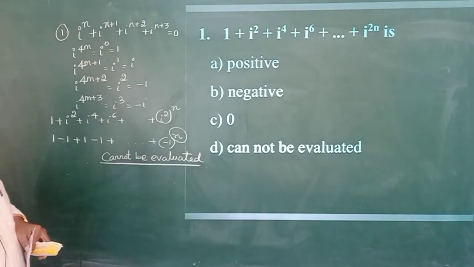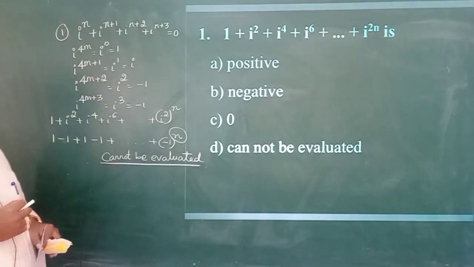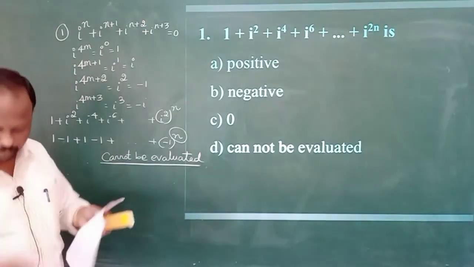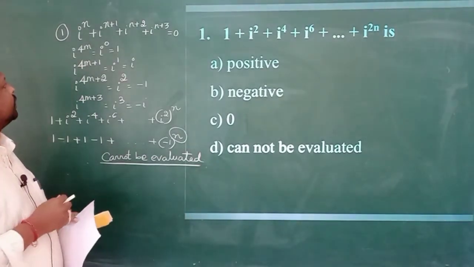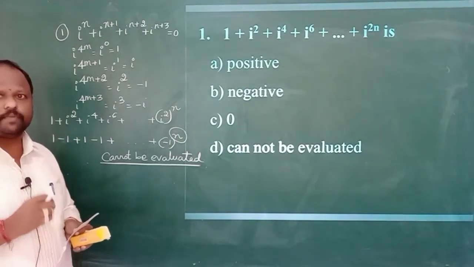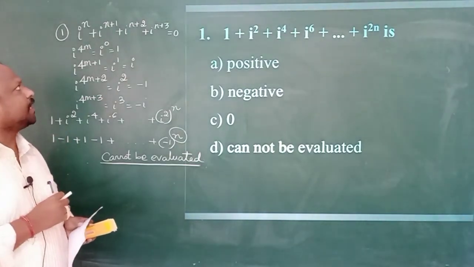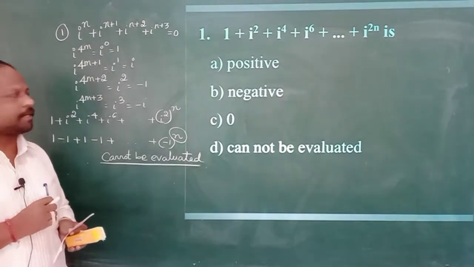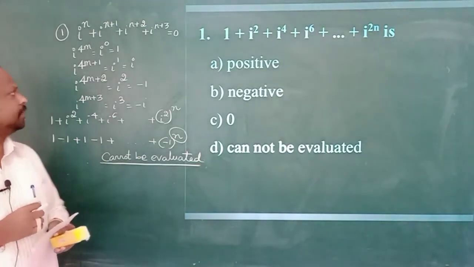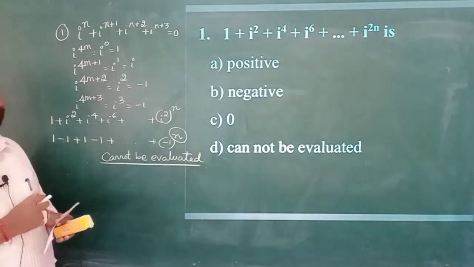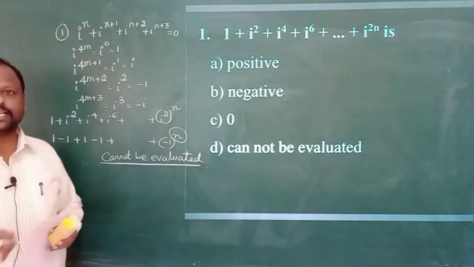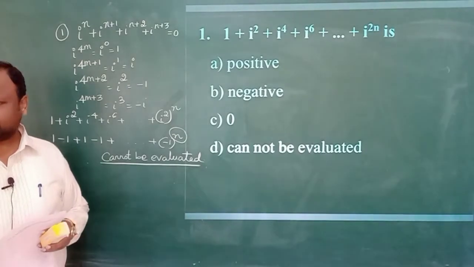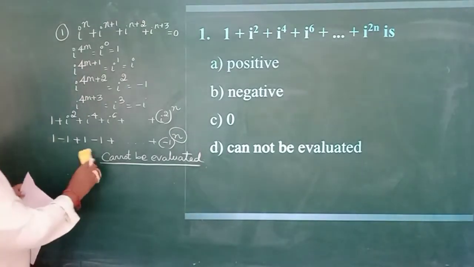So here the important points are i power n plus i power n plus 1 plus i power n plus 2 plus i power n plus 3 is equal to 0. And i power 4m, that is multiple of 4, is always i power 0, which is 1. i power 4m plus 1 is i, i power 4m plus 2 is i square, minus 1, i power 4m plus 3 is i cube, minus i. This value cannot be evaluated. We'll go for the next one.